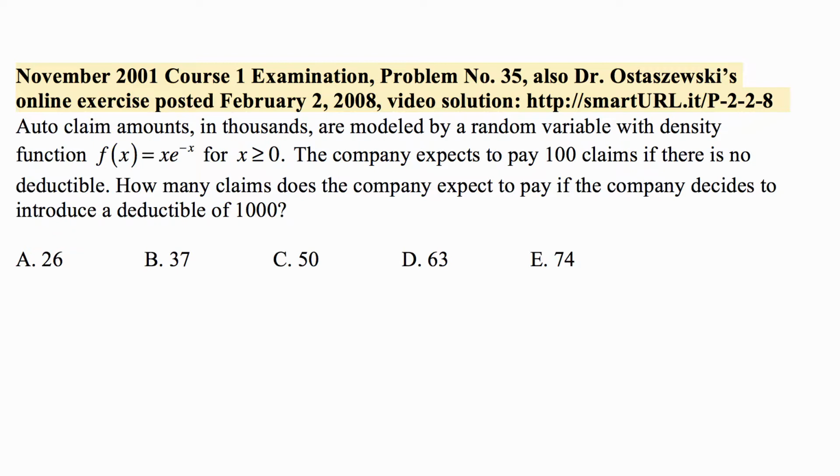So here's the problem. Auto-claim amounts in thousands are modeled by a random variable with density function f of x equal to x times e to the minus x for x greater than or equal to 0. The company expects to pay 100 claims if there is no deductible. How many claims does the company expect to pay if the company decides to introduce a deductible of 1,000?